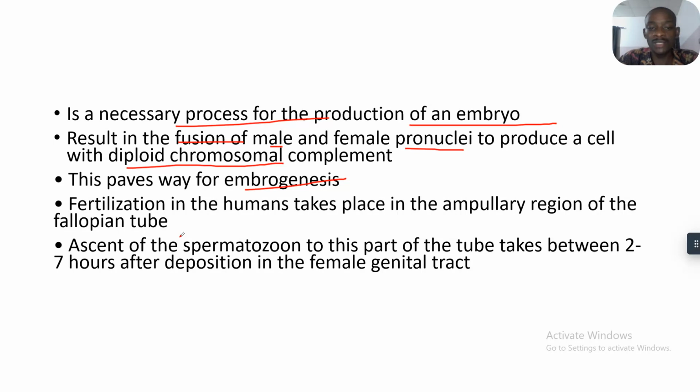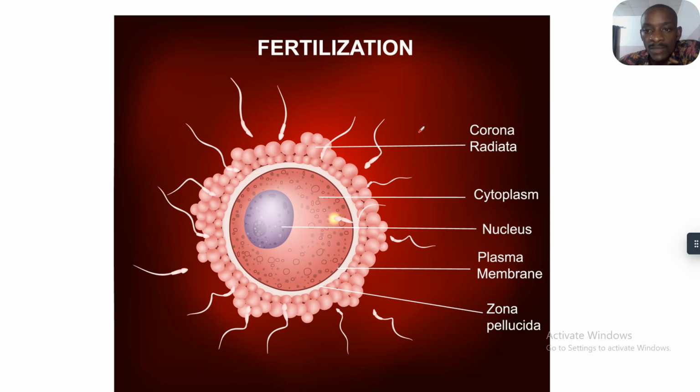Fertilization in humans takes place in the ampullary region of the fallopian tube. The ascent of the spermatozoa to this part of the tube takes between 2 to 7 hours after deposition in the female genital tract. This is the corona radiata, which shows us the layers of the matured ovum. Once the sperm comes in, you see all these mechanisms that will be set up to stop polyspermy, that's fertilization by two sperms. We'll understand this better as we talk.